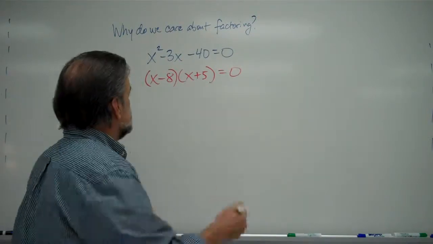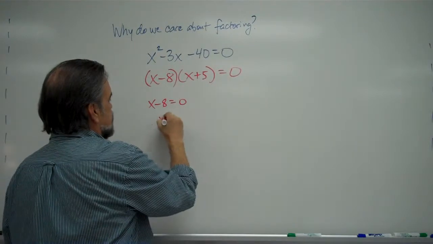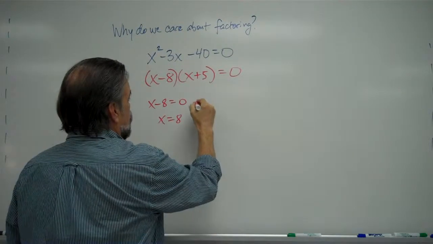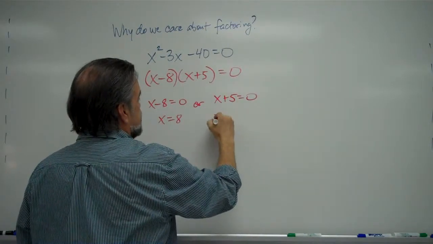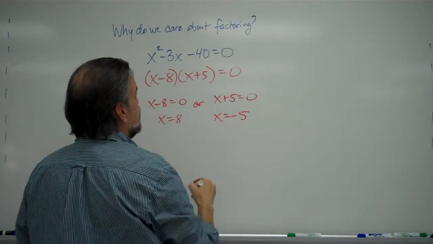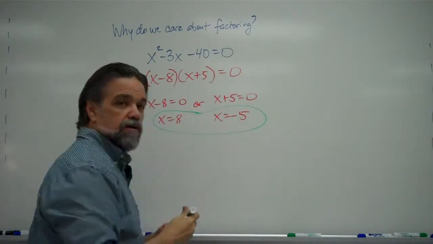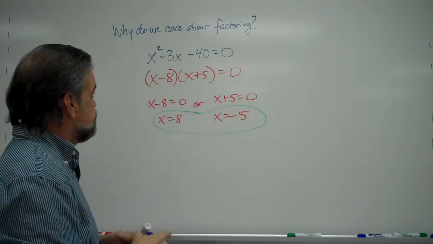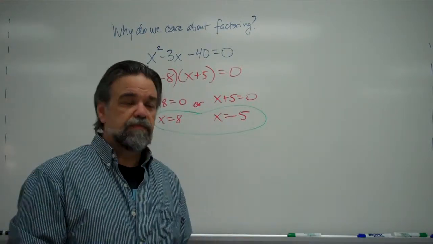Well, now it becomes really easy because I say, okay, well, x minus 8 is zero. That means x equals 8. Or x plus 5 equals zero. That means x equals negative 5. And there are our two answers, 8 or negative 5, okay? That's the why. Now let's look at how we do it, okay?